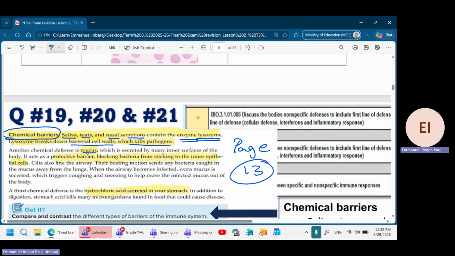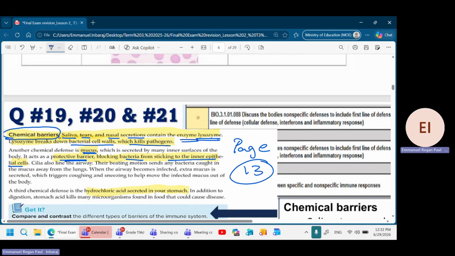And then you also have mucus. Mucus is found inside your nostrils, that means inside your nose. It's a protective barrier, blocking the bacteria from sticking to the inner epithelial cell.